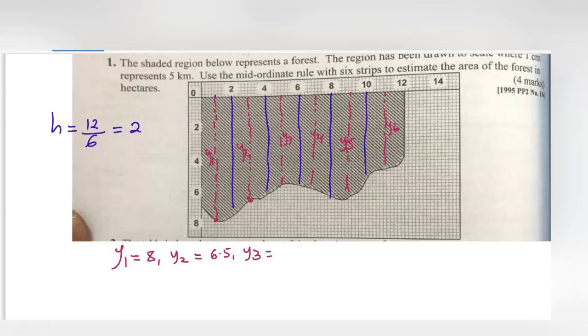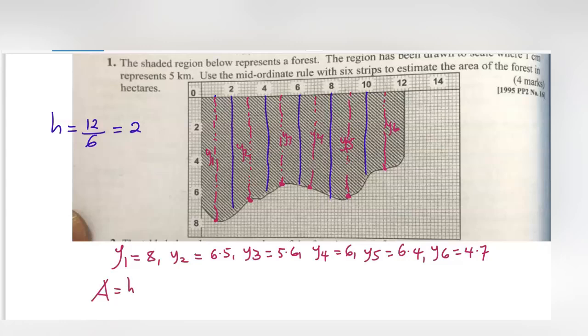y3, at this point here, we are going to have 5.6. y4, at this point here, we are going to have 6. y5, which is at this point here, we are going to have 6.4. And lastly, y6 is going to be at this point here, and it is going to be around 4.7 there.